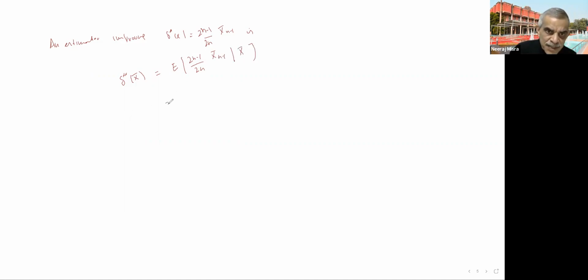These are estimated, but I can calculate this. Again, x bar is complete sufficient. So I try to make it ancillary. I divide it by x bar, and x bar is constant, so that can go outside because x bar is fixed.